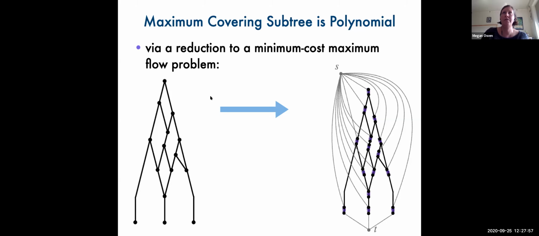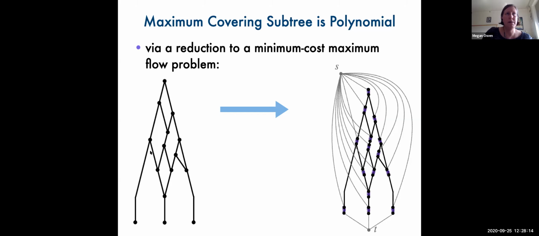So, and those, I should say, there's a bunch. This is a really widely studied area, minimum cost, maximum flow problems, as you might imagine. And so it's polynomial, there's a bunch of different algorithms. I'll talk a little bit more about that at the end.